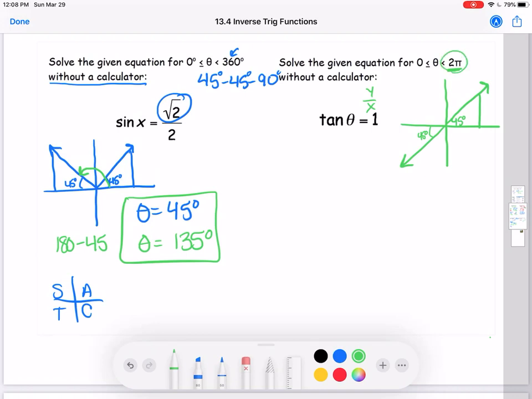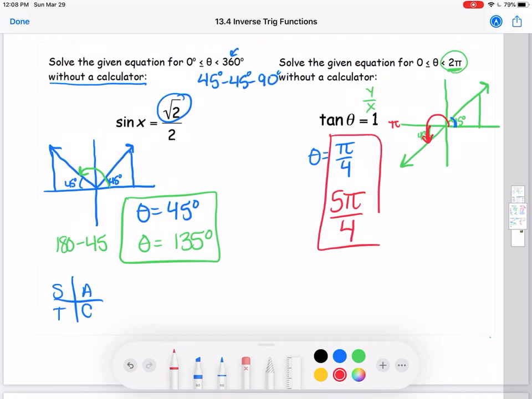We were in radians, so we want to think of our 45 degrees as pi over 4, and then that's our first quadrant. Then I need to get the one that brings me all the way over into quadrant 3. So this is pi plus another pi over 4 would give me 5 pi over 4. So our two answers are pi over 4 and 5 pi over 4.